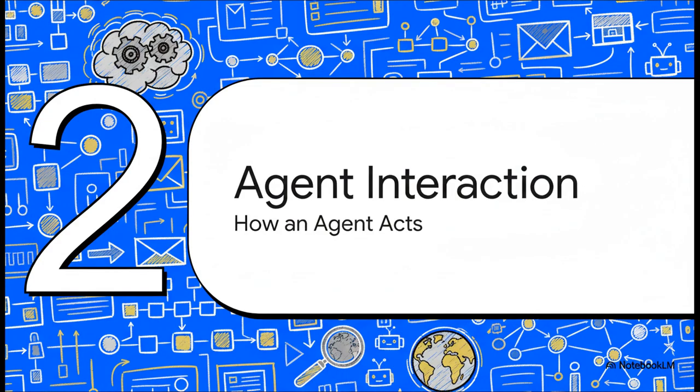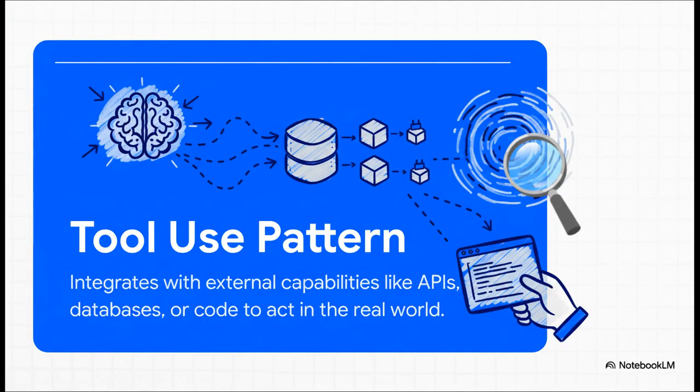Okay, so we've covered how an agent can think. Now let's switch gears and look at the patterns that define how an agent acts. This is all about how it connects to the real world, using tools, working with other AIs, and, of course, working with us. Tool use is, honestly, probably the most important pattern for making an agent actually useful.